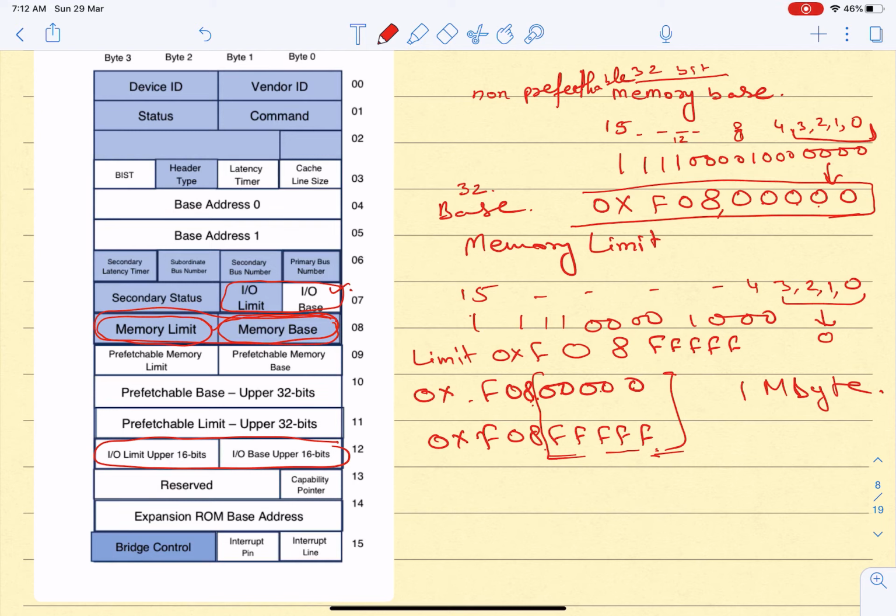Now we will discuss, and we know that if it is 32 bit, then bits 3 down to 0 will be 0 always. Now we will discuss prefetchable memory space. In prefetchable memory space, this 3 down to 0 bit will have different values. It will tell that it is prefetchable memory space and it should lie in 64 bit address space.